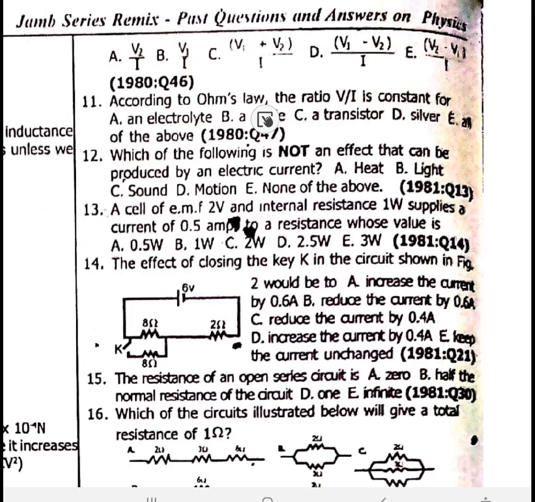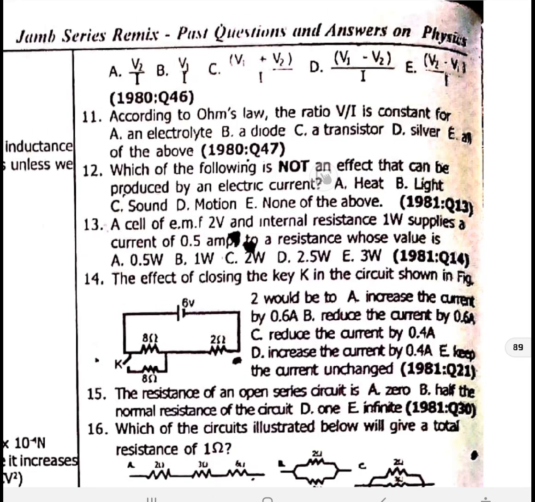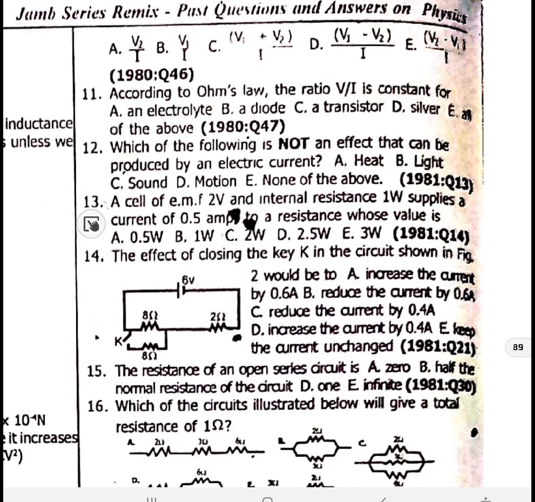11. According to Ohm's law, the ratio of V, which is voltage, over I, which is current, is constant for silver. Silver is a metallic conductor, hence it obeys Ohm's law. Next line also says, not all electrolytes are ohmic conductors.